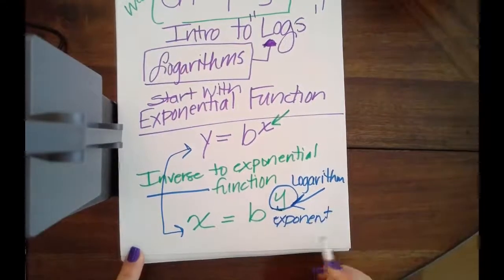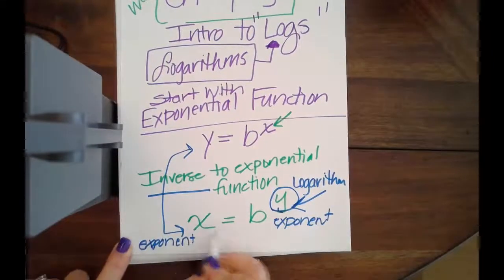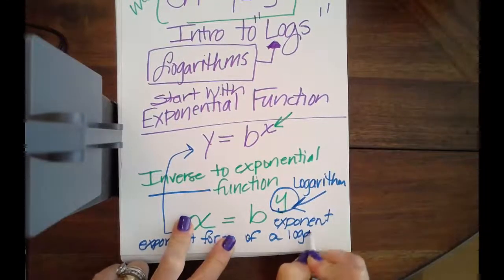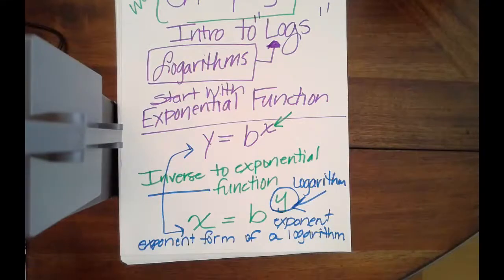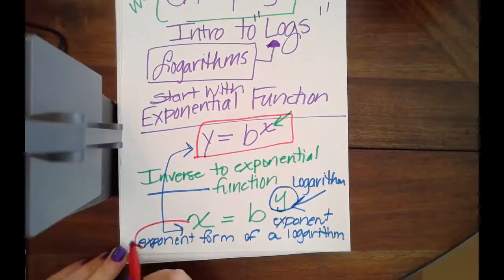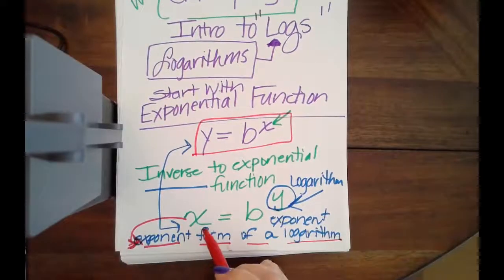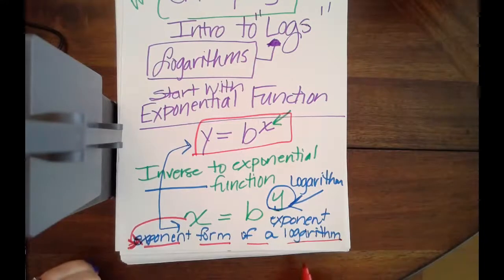All right, so what you have here is the exponent form of a logarithm. Now, please do not get this confused with exponential form, because the logarithmic statement is the inverse to the exponential function. But this format right here is called the exponent form of a logarithm. That's when you have some value x equal to a base raised to a power y. So the inverse to an exponential function is called the logarithmic function.